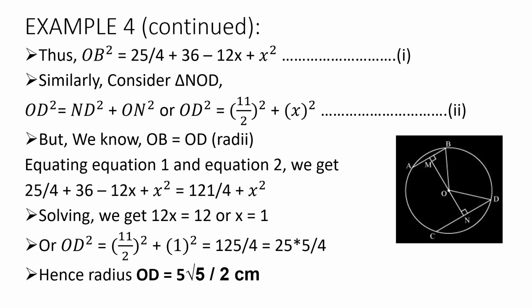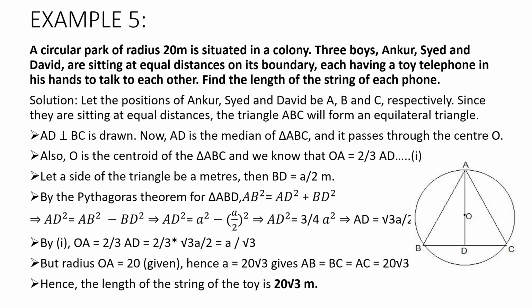So OD square is equal to (11 by 2) whole square plus 1 square. So that gives us 125 by 4. Correct? So what is OD? OD is 5 root 5 by 2 centimeter. OD is the radius. We have got radius is equal to 5 root 5 by 2 centimeter.